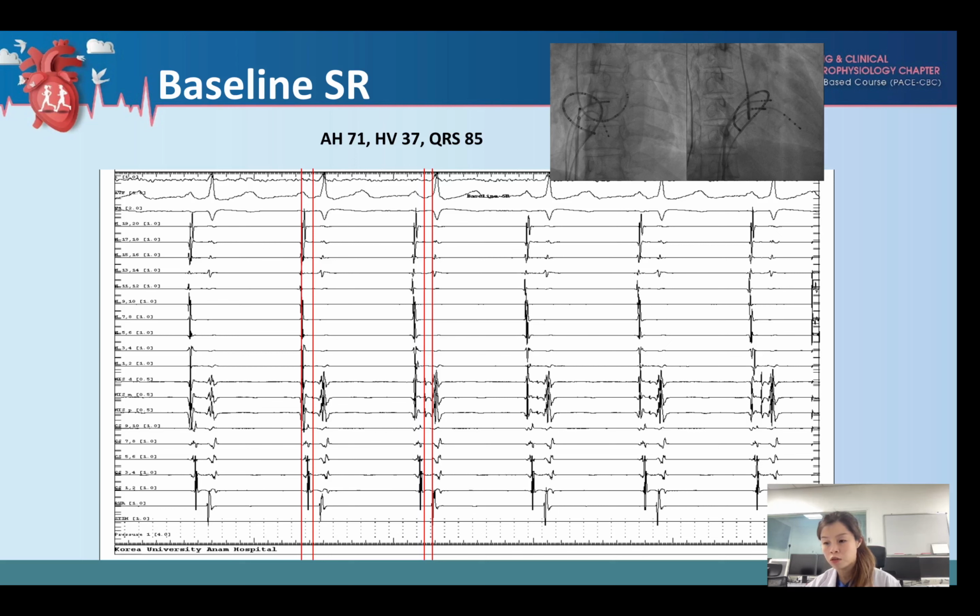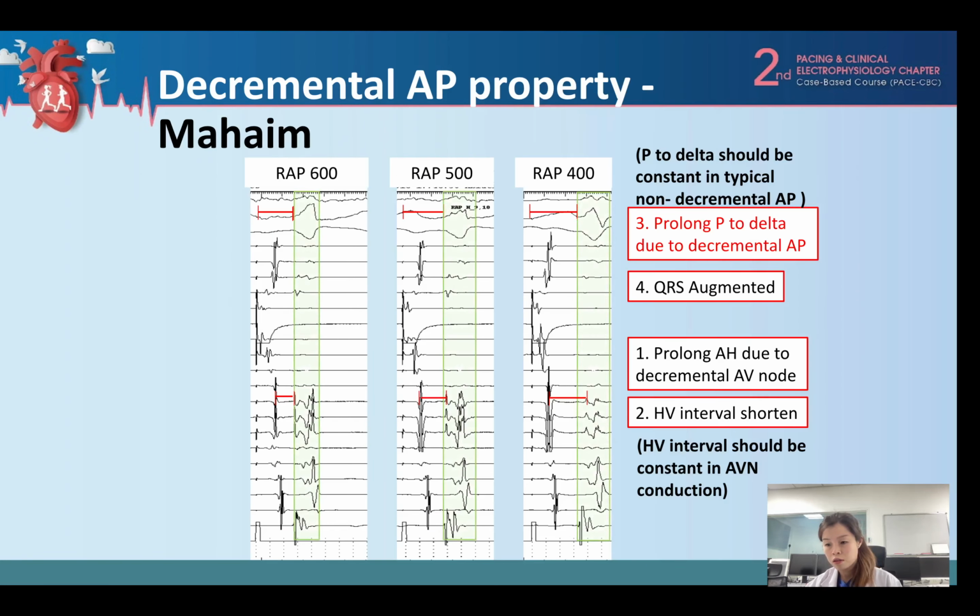Even if we miss the negative HV interval, we could still derive the diagnosis step by step by EP study. This is the baseline EGM of the patient. From the baseline EGM, we could see the AH interval is normal, but the HV interval is a little bit short, although there is no obvious delta wave from the baseline ECG. Then we proceed to incremental A pacing.